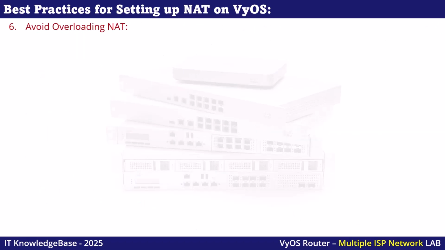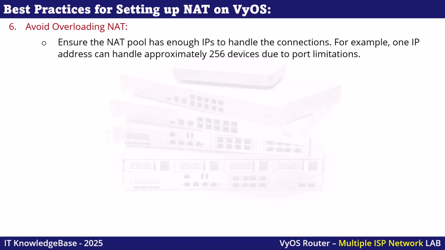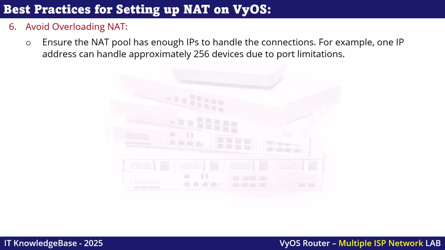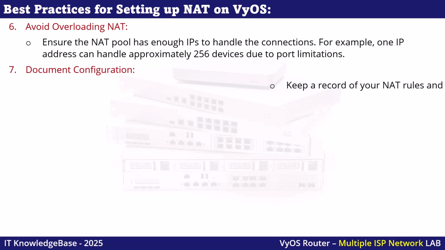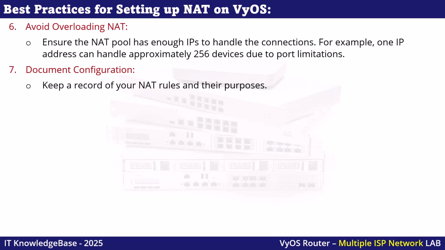Number 6 is avoid overloading NAT. If you have a large number of devices, ensure the NAT pool has enough IPs to handle the connections. For example, one IP address can handle approximately 256 devices due to port limitations. Number 7 is document configuration. Keep a record of your NAT rules and their purposes. This is especially helpful for troubleshooting or when making changes.